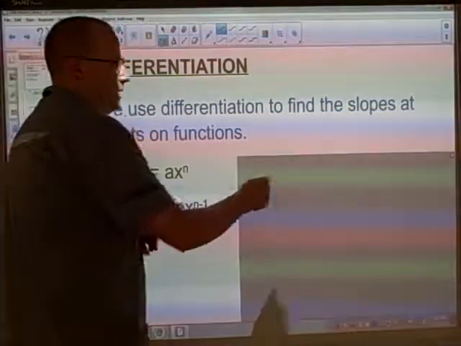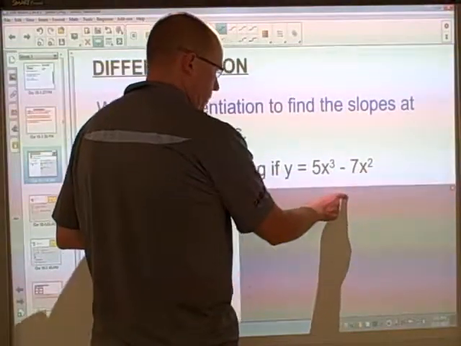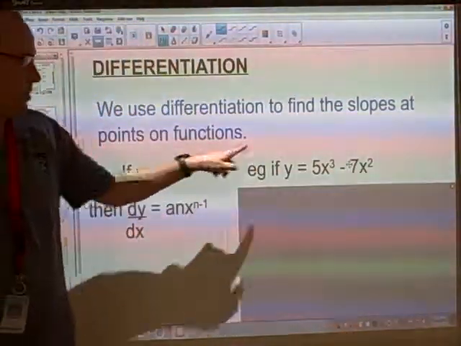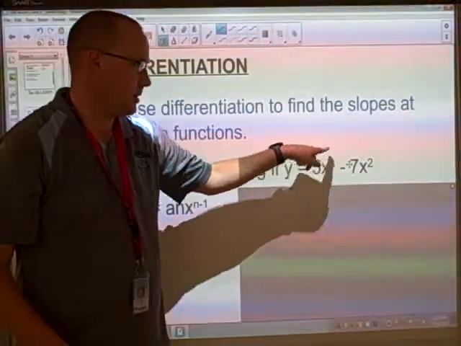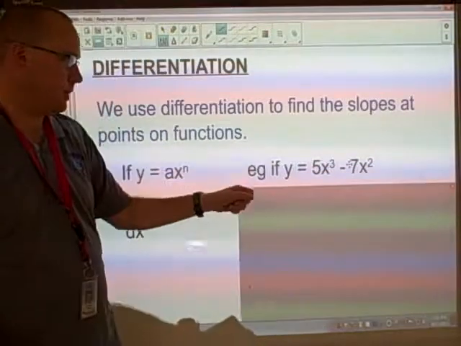Now, we didn't really look at many examples for that, so if we had something like this, then I'll bring the 3 to the front and multiply. So 3 times 5 is 15, x to the, decrease the power by 1, so in other words, 2.